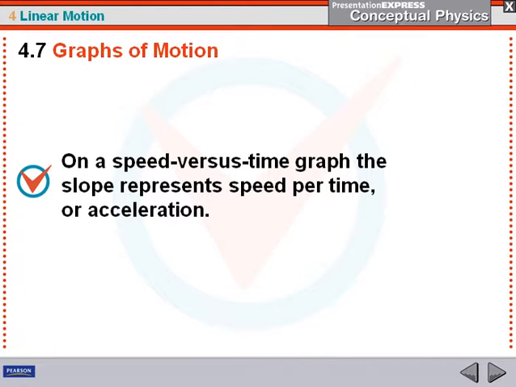Welcome to the Chapter 4, Section 7 podcast. This is on graphs of motion. We've looked at the relationship with a freely falling object, and now what we're going to look at is graphs of this object. Rather than looking at tables and equations, we're going to actually graph it out to see what it looks like.